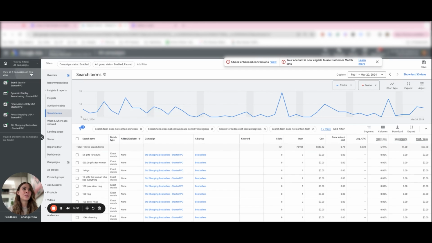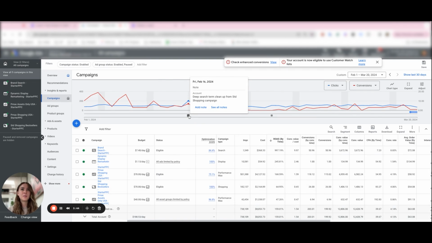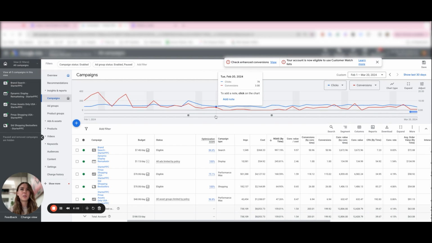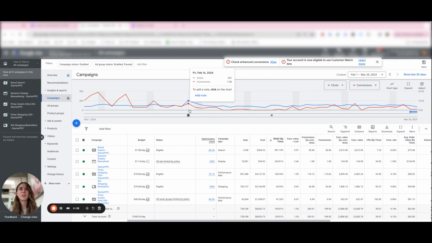Let's go to all campaigns. This is when I did the deep search term cleanup only in standard shopping, because as you know, we don't have a lot of visibility in PMax. And then everything started dipping. It took a few days for the account to realize this. But as you can see here, we went from 7 conversions per day to 3, and then 0, and then just 1, and then 0, 0, 0.